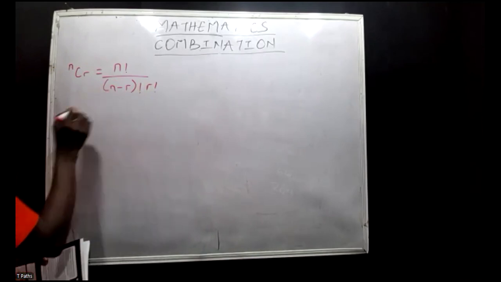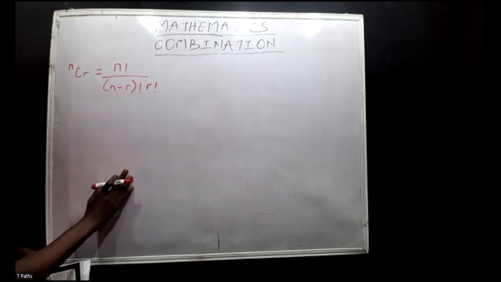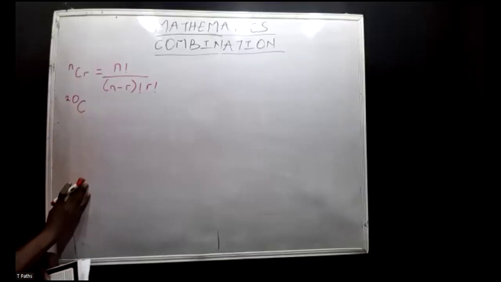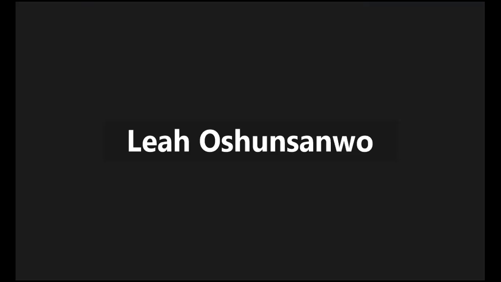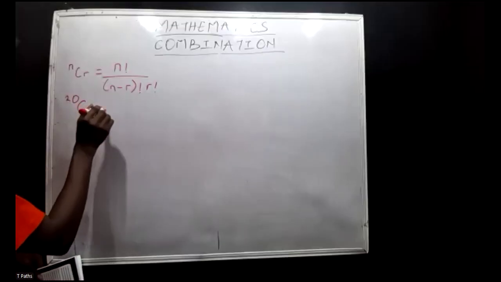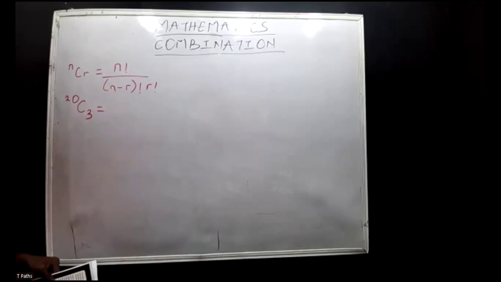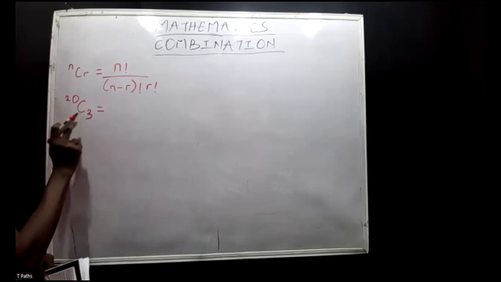Times r factorial. And what's our n in the question, guys? Our n is 20. How about our r? Yes, it's three. So if you know this one, you already know your answer. I don't know why you guys are not telling me the answer. Once you know your n and your formula, then you're not having any issue. You replace your n with its value, and your r with its value.